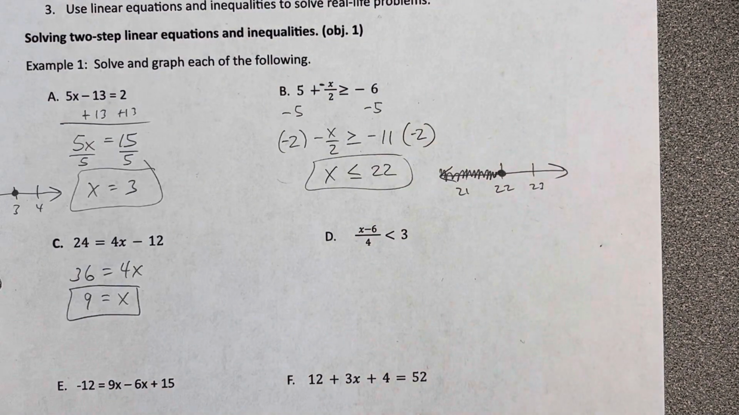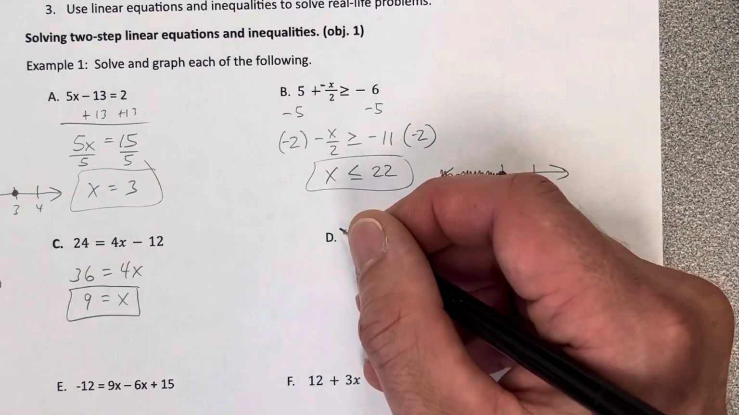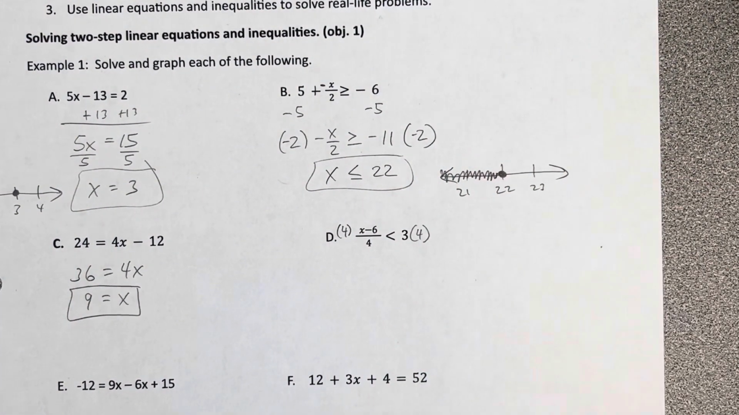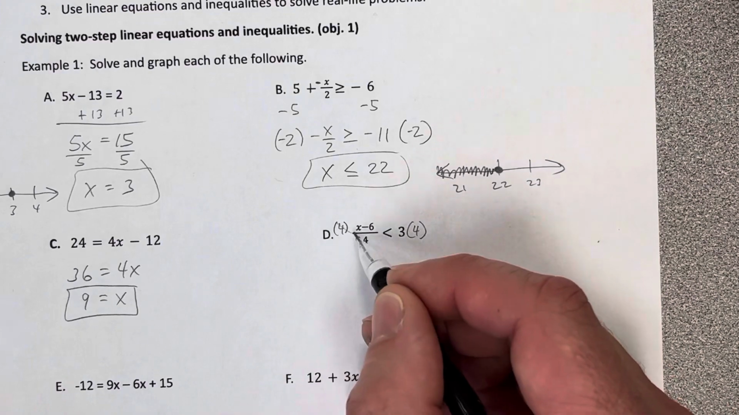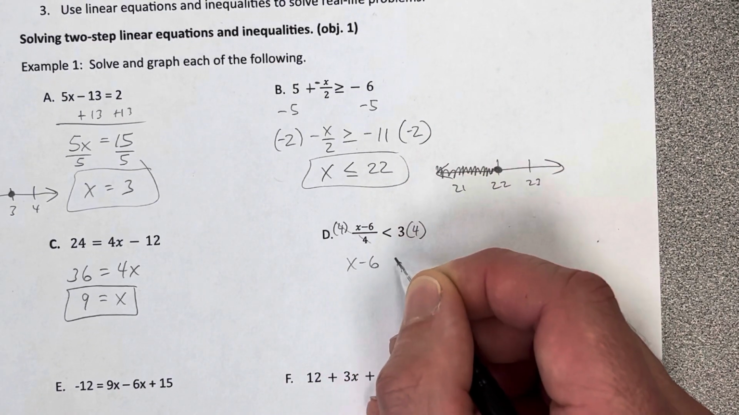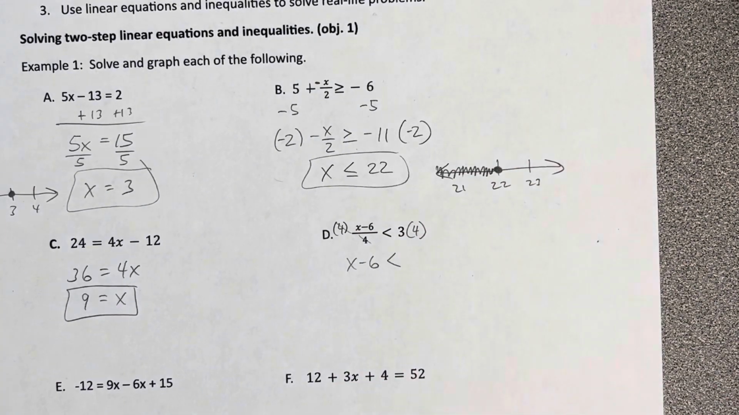So on this one, we are going to start out by multiplying by 4. Because what that does is that undoes that division by 4. They'll divide out and make 1. And 1 times x minus 6 is just x minus 6. So by doing that, we've basically unlocked the x minus 6.